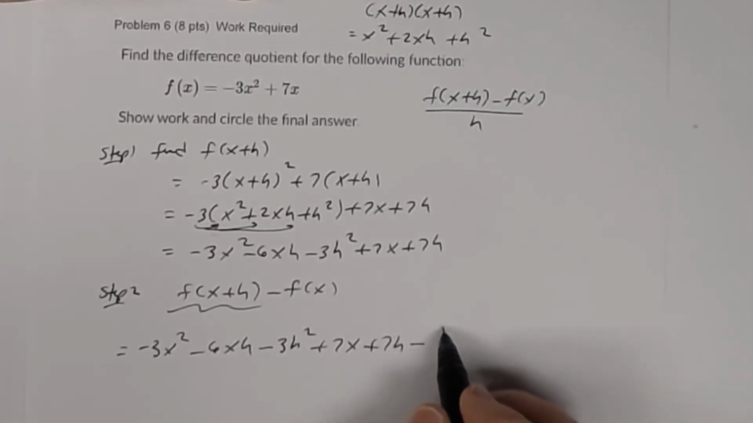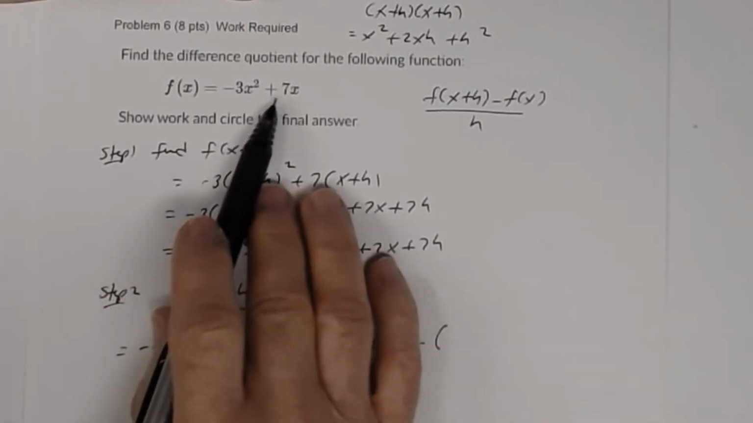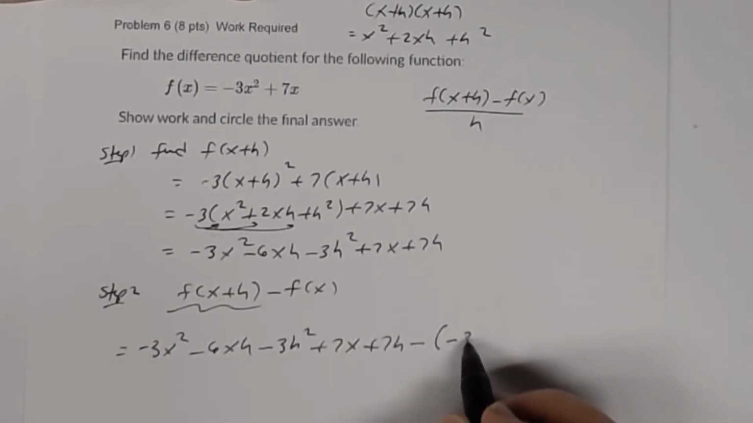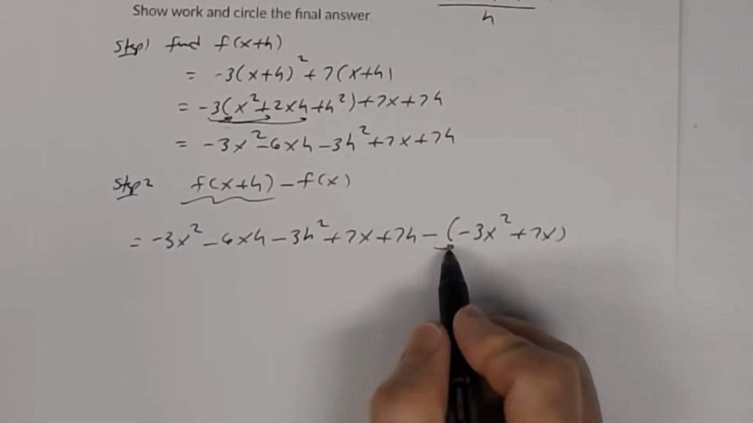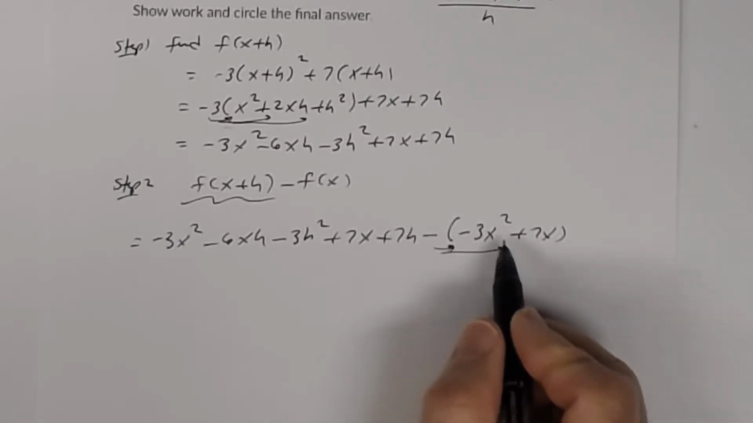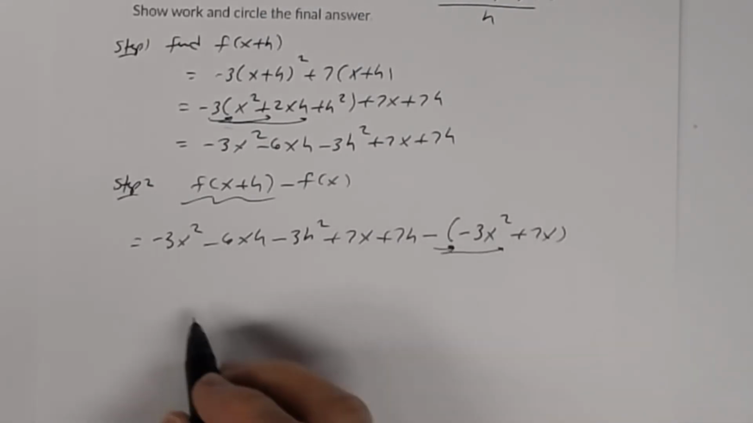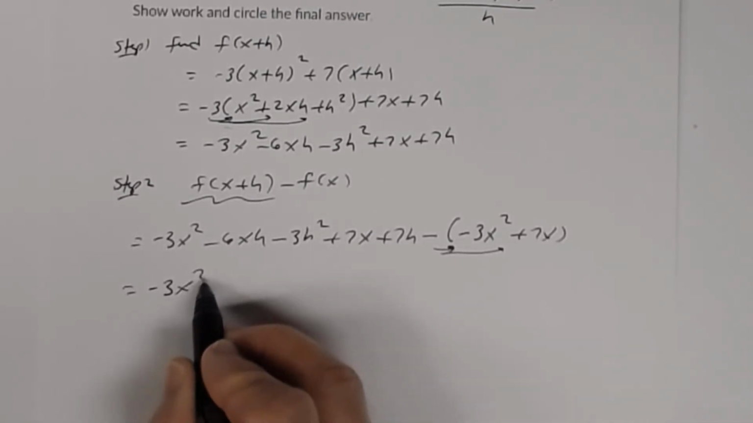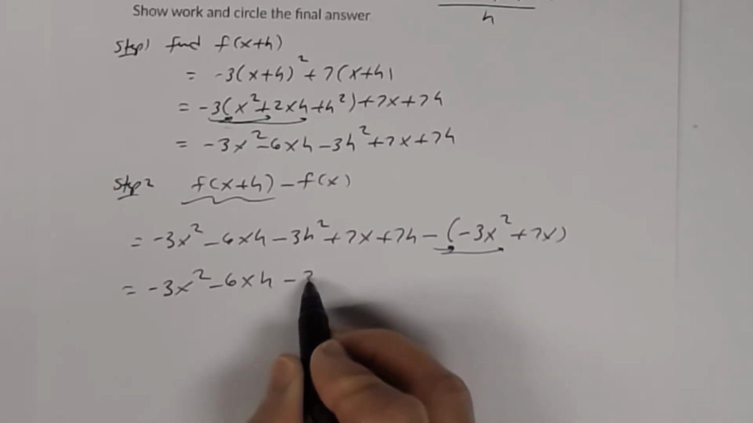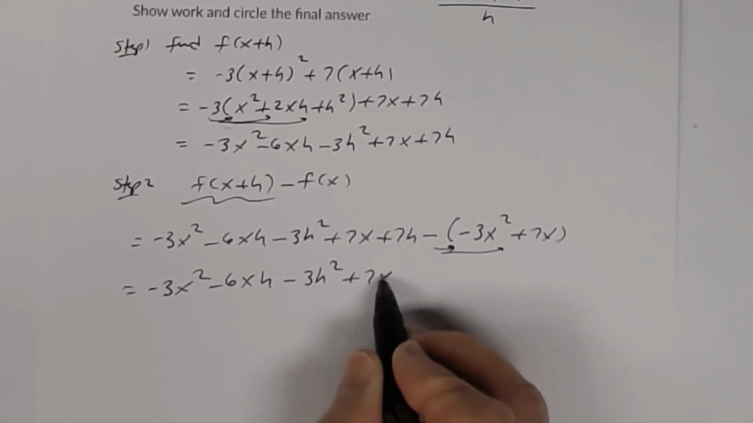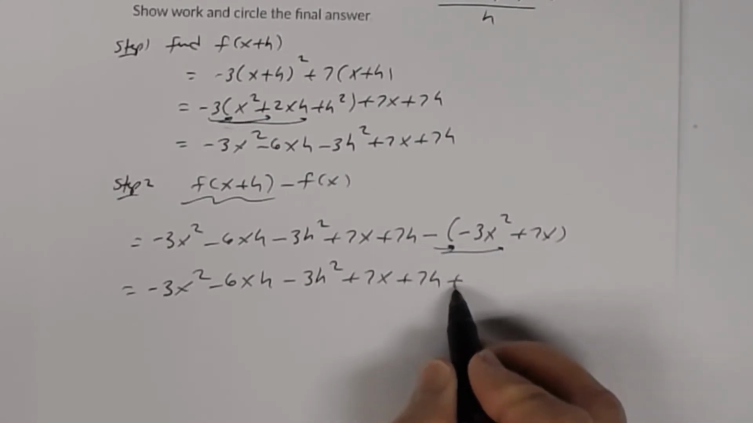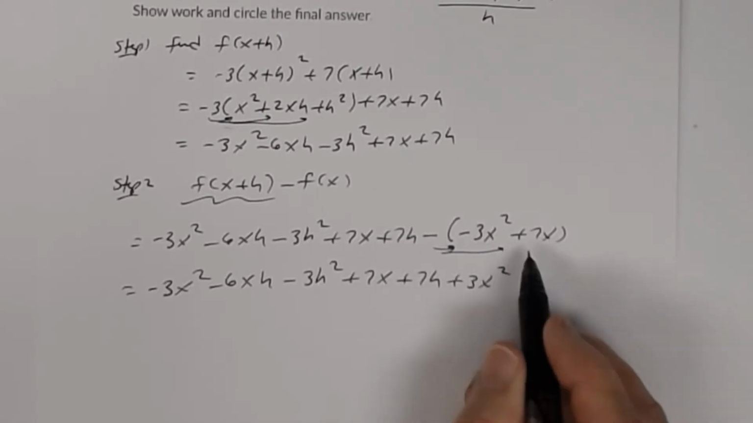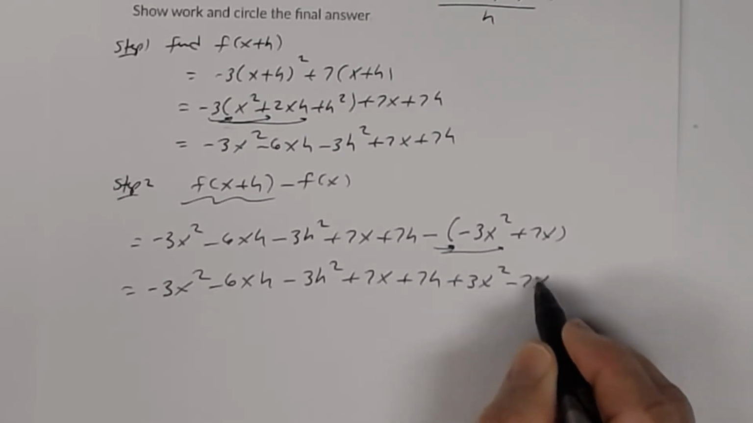Now remember, you've got to put that in parentheses because you're subtracting all of these terms here. So you're subtracting negative 3x squared plus 7x. See, that's f of x right there. Now get rid of the parentheses. So you're basically adding the opposite of each of these terms. That's what this means. So this becomes negative 3x squared minus 6xh minus 3h squared plus 7x plus 7h. And the opposite of a negative 3x squared is a positive 3x squared. The opposite of a positive 7x is a negative 7x.